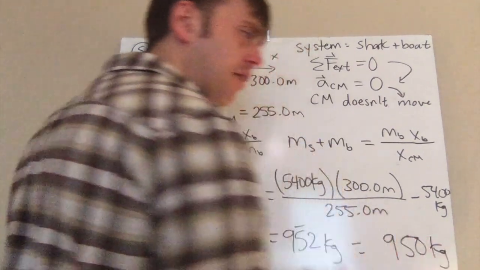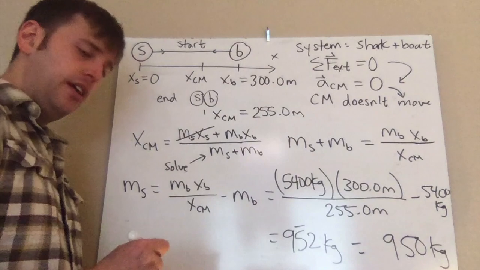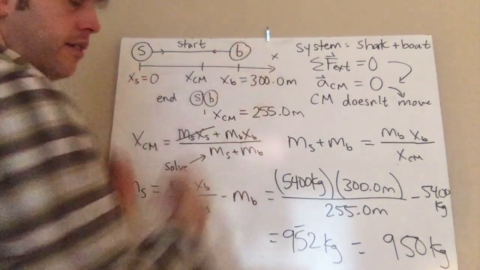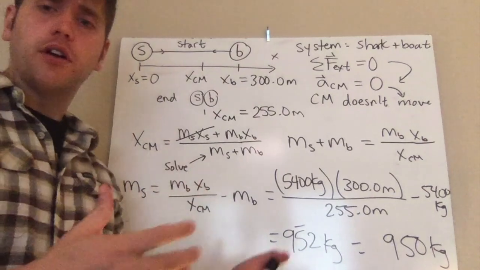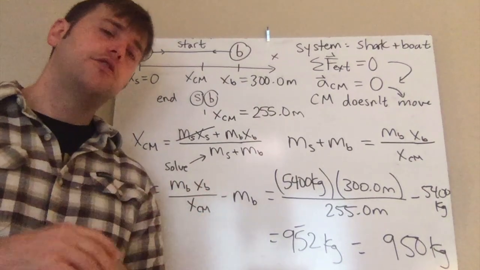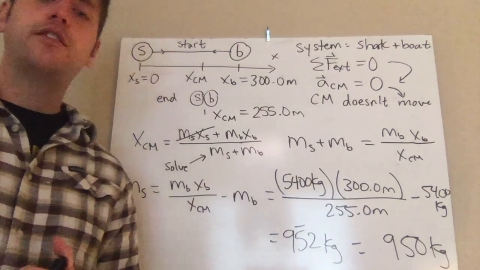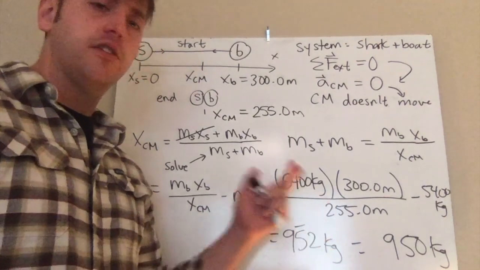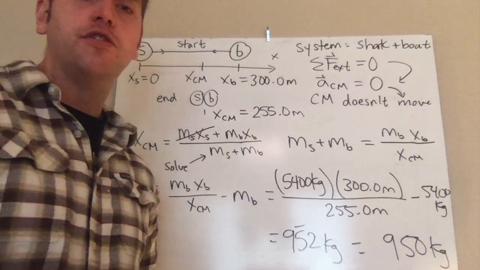Okay, so this should make sense. If you think about it, if the boat had to move a lot less in terms of distance than the shark, we'd expect that the shark is significantly less massive than the boat. That does end up being the case. So this should kind of agree with your intuition.